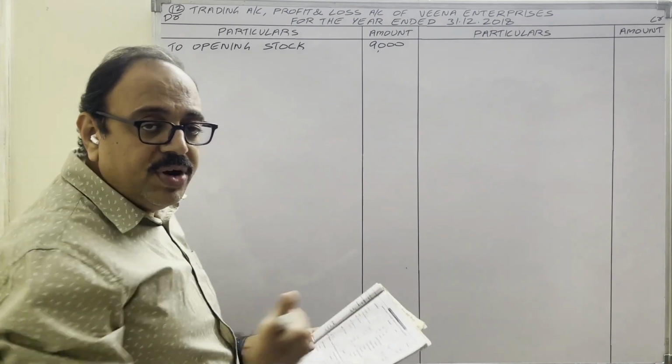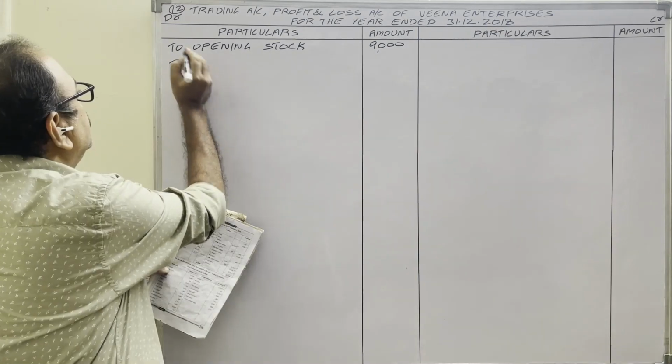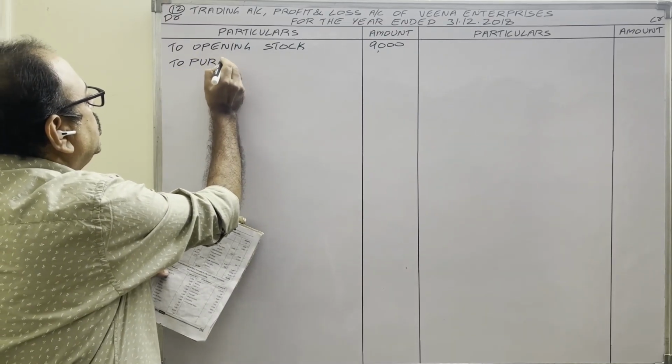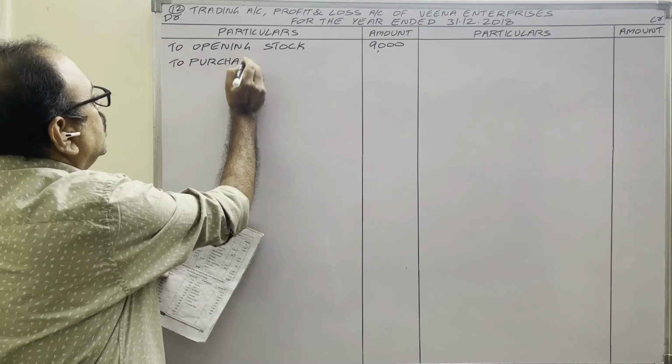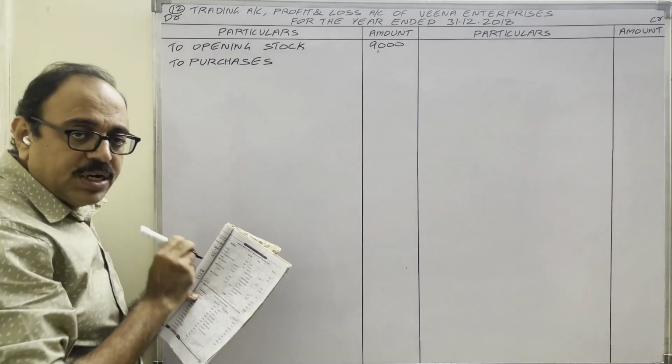Next, one by one, the debit side of the trial balance. Purchases. We purchase raw material and bring that into our firm. Then we manufacture. This is up to manufacturing expenditure, direct expenditure. Therefore it goes on the trading account debit side.